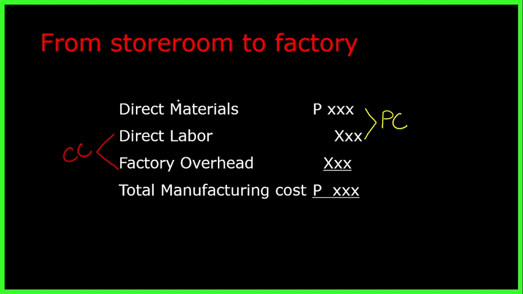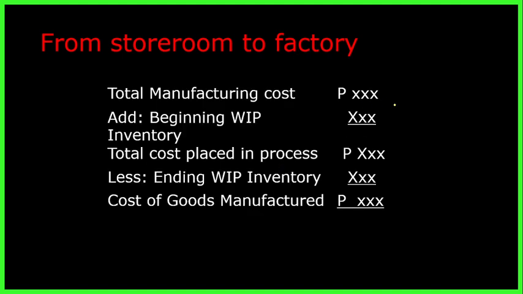Okay, so you noticed that from raw materials, because they were used, they became direct materials, and it's now in the factory. Now your total manufacturing cost, the three from earlier, you add that to the beginning work in process inventory, you will have your total cost placed in process. This is the total amount that you can finish for this period if you completed it. Less what you did not finish, ending work in process, right? You now have your cost of goods manufactured.